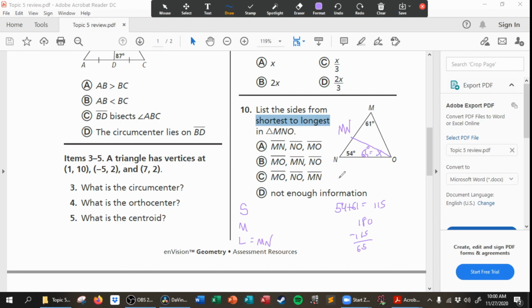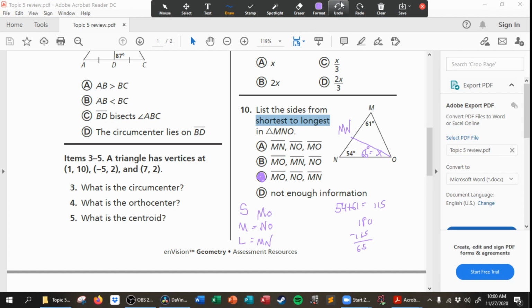61 is my second longest. That's going to give me for my middle NO. And for my shortest side, it's going to be opposite of 54. That's going to be MO. So do we have MO, NO, MN? MO, NO, MN. And that's going to give me option C.